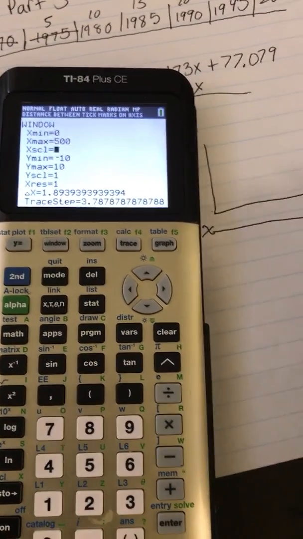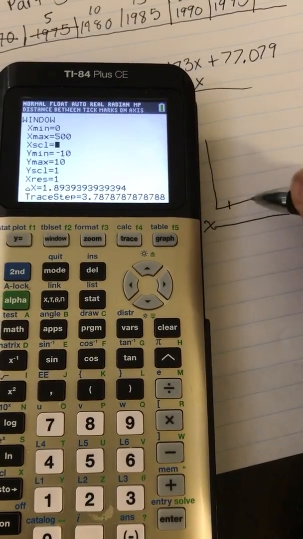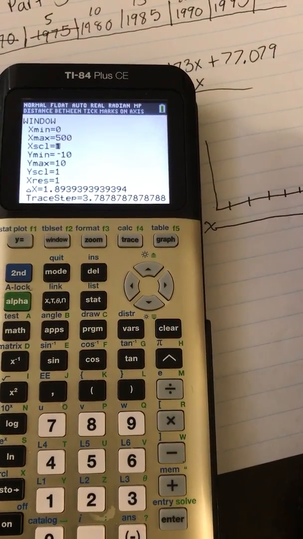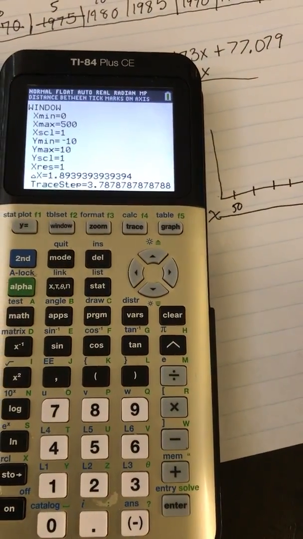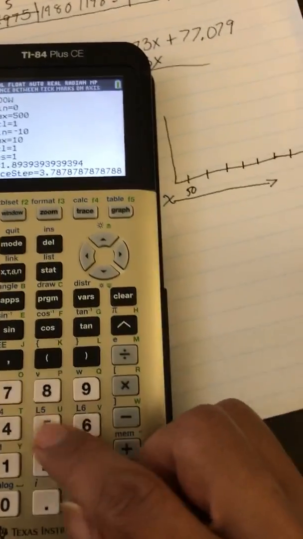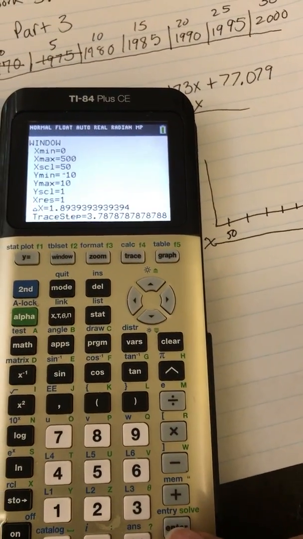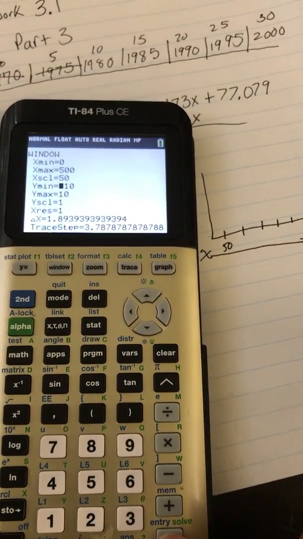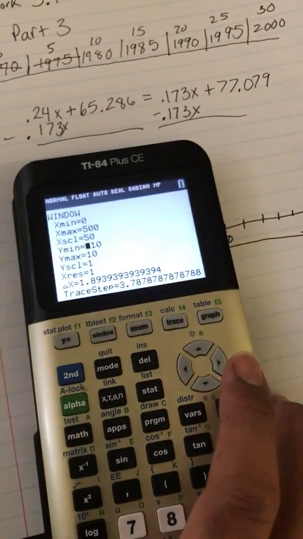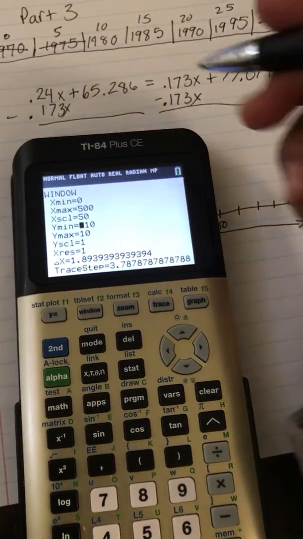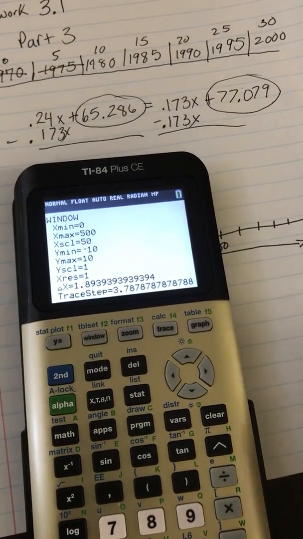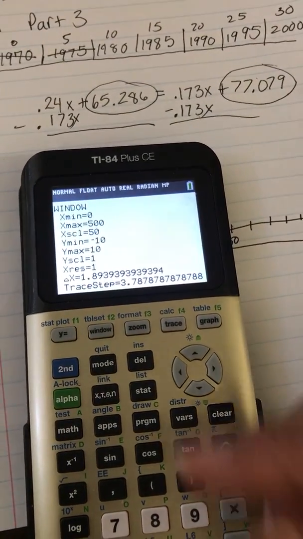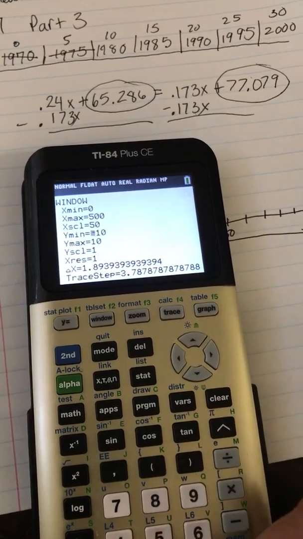What X scale means is how much do you want these little marks to be? So since we're doing 500, you could go by 100, maybe you can go by 50. I'm going to put 50 down. Then it asks you for a y minimum. Now notice your y-intercepts, and I've got these written down here, were 65 and 77. So you're not going to find anything before then. So I'm going to put my y minimum to be 60.